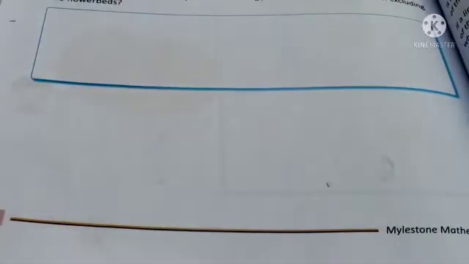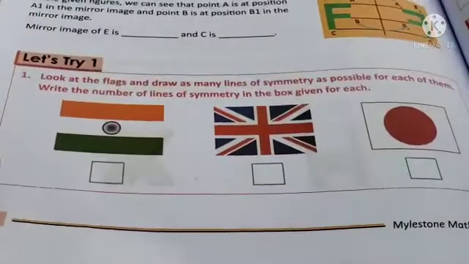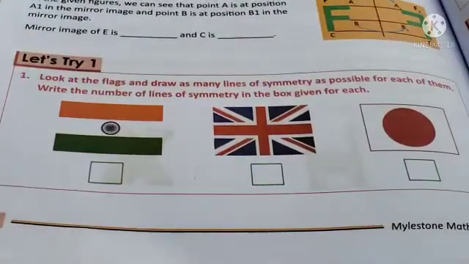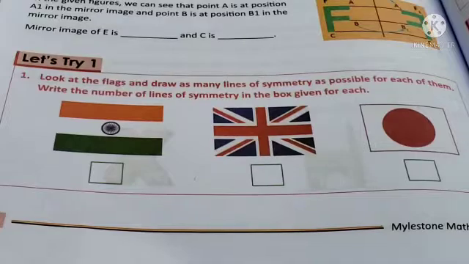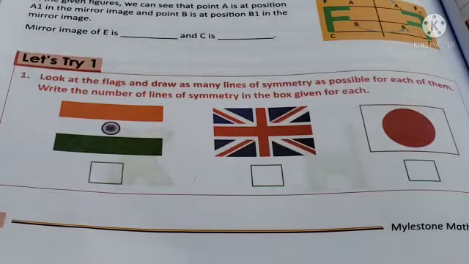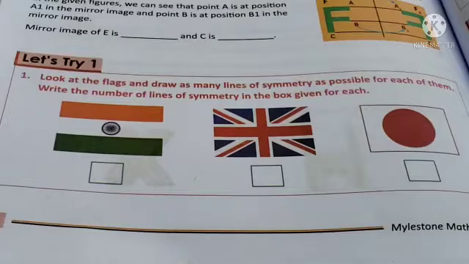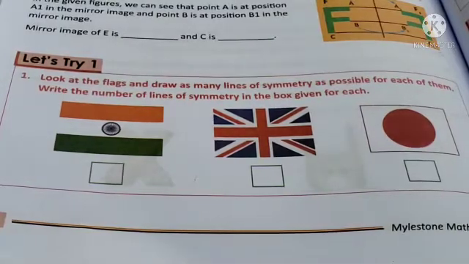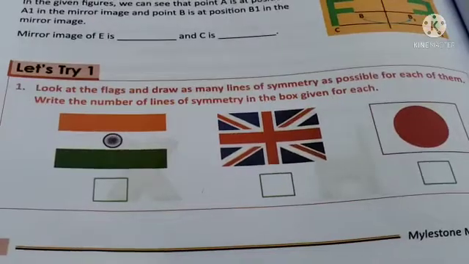The chapter number, we have started our chapter number 13, symmetry and patterns, and I have already told you about the symmetry, lines of symmetry and the reflection symmetry. So in the first exercise, we will do our Let's Try One, and in it we will do the symmetry and the reflection symmetry. So first question you can see. So let's start the question.